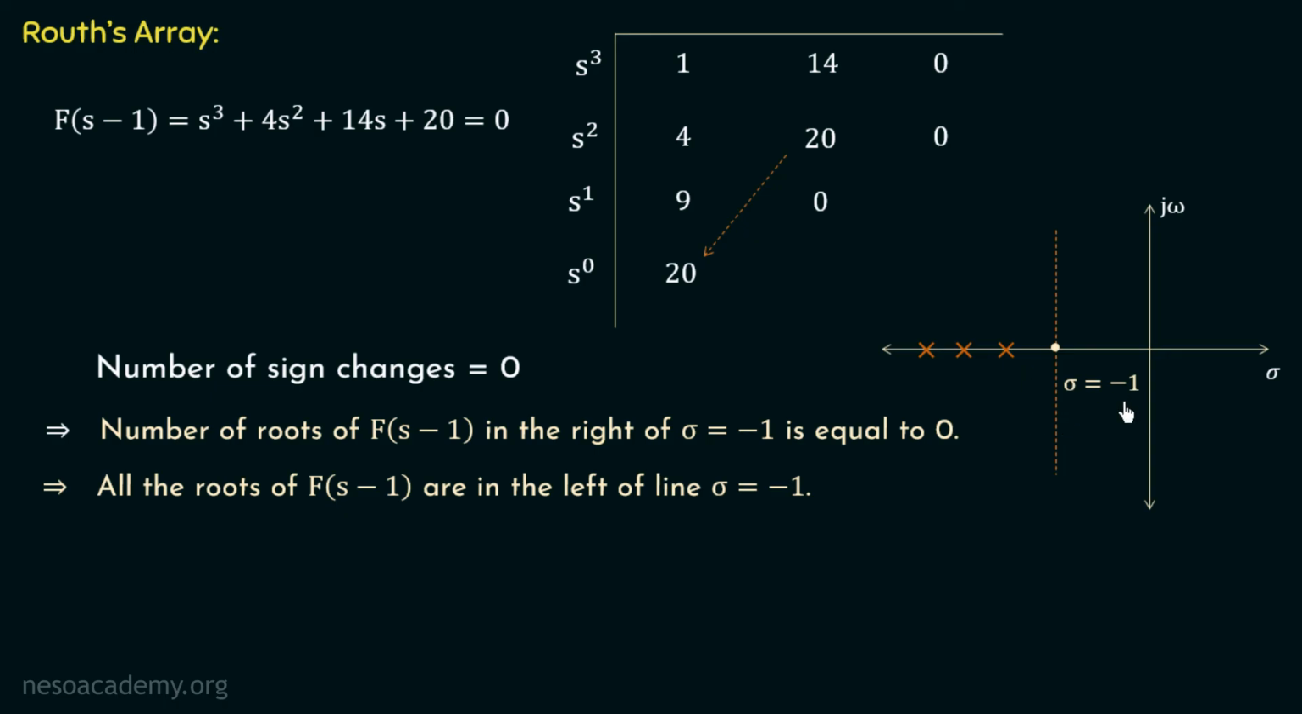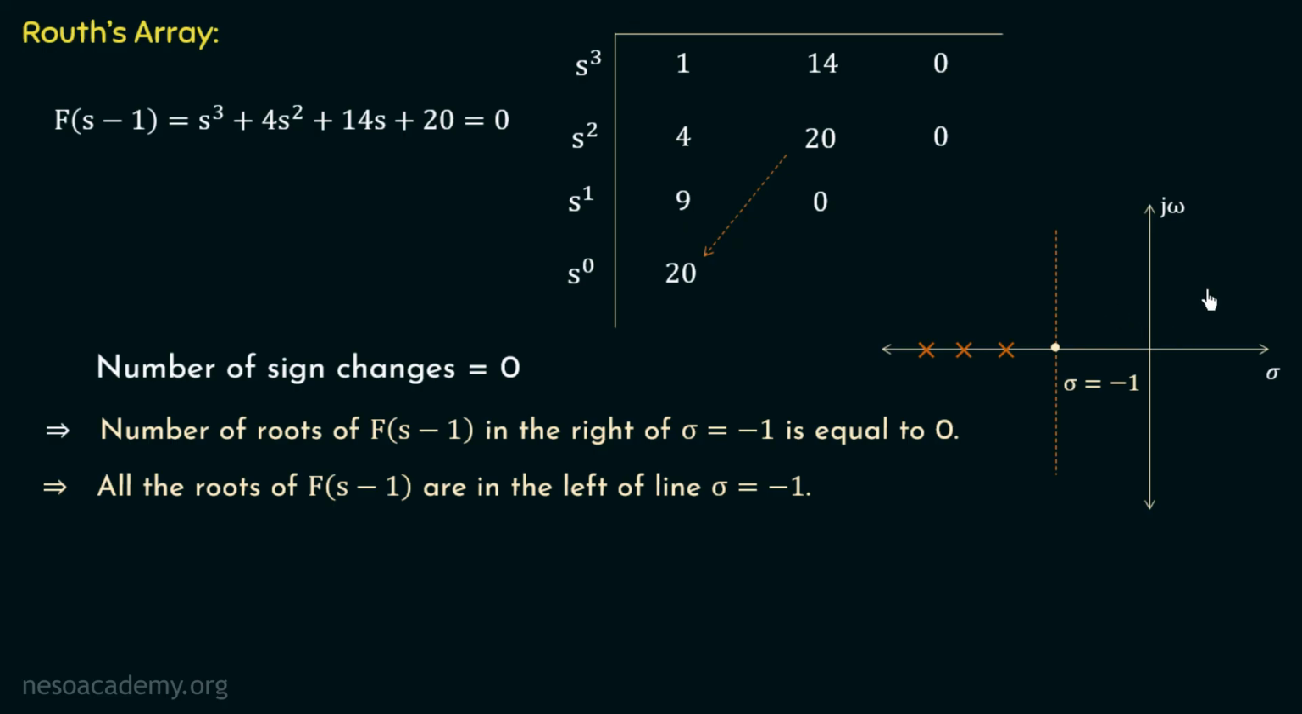In this problem, we were asked the number of roots of the characteristic equation lying in the left of sigma equal to -1. So we modified the given characteristic equation by replacing s with s minus 1, and we prepared a new characteristic equation. Then we applied the RH criteria, formed the Routh array, and examined the number of sign changes. We found that all the roots are in the left of the line sigma equal to -1. Now if I ask you whether this system is stable or not, of course it is stable, because they are lying in the left of the line sigma equal to -1. Already they are lying in the left of the origin, in the left half plane. So the system is absolutely stable.